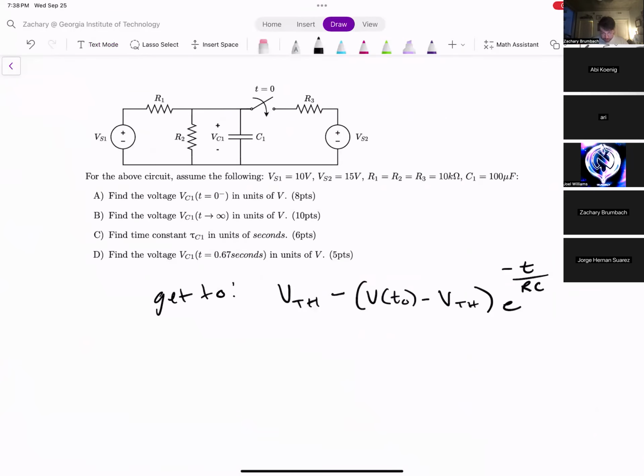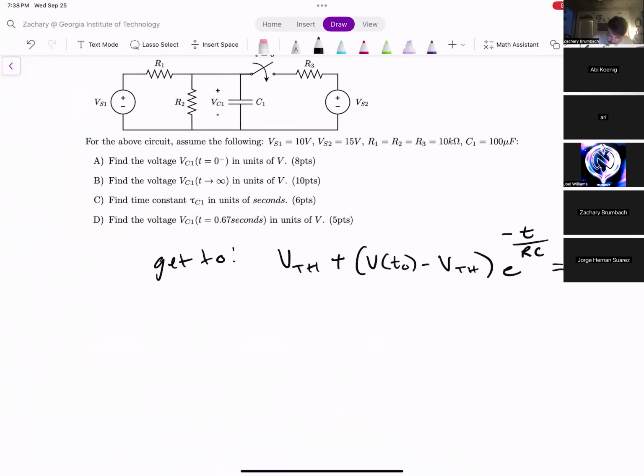Let me think about this to make sure this is right. This is backwards. This is plus. Yes. Okay. Does this look familiar? This looks like the one I gave you in your notes. I just want to make sure I don't have any of the notation wrong. You also see this as K tau plus V of T naught minus K tau, e to the minus T over tau, equals V of T.